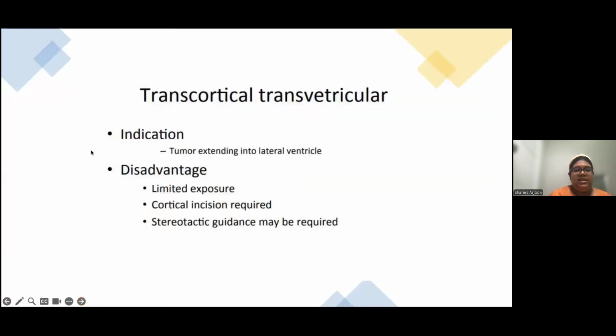So the indication for this approach would be tumors extending into the lateral ventricle. And the disadvantage of this approach would be a limited exposure, a cortical incision required, which could lead to other deficits, and stereotactic guidance may be required.